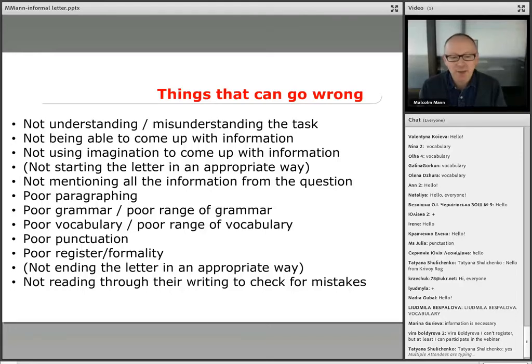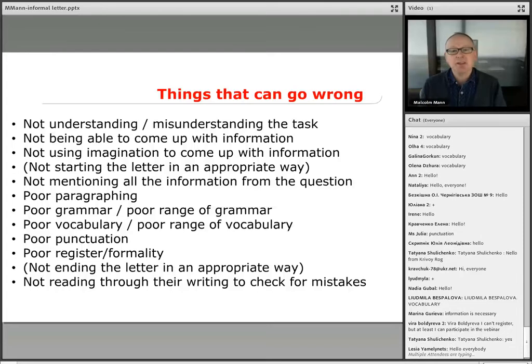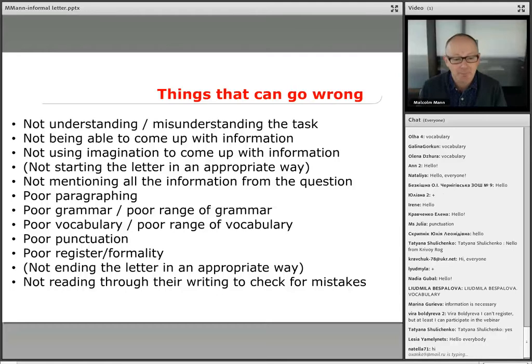Not ending the letter, we've said this, in an appropriate way. In some exams, that's extremely important. Obviously, if they're given the end of the letter, then that does make it a lot easier.